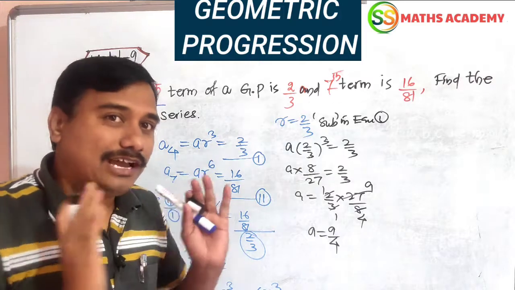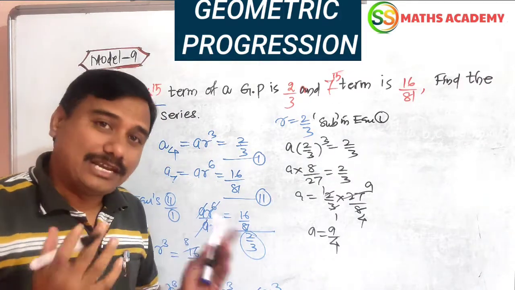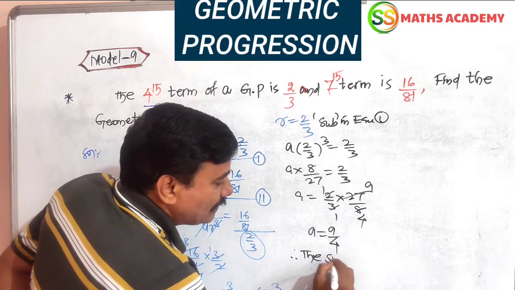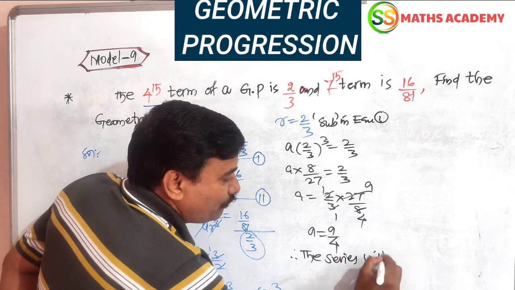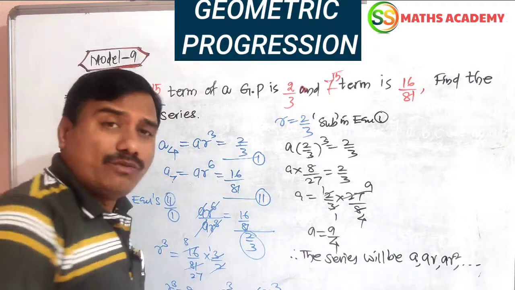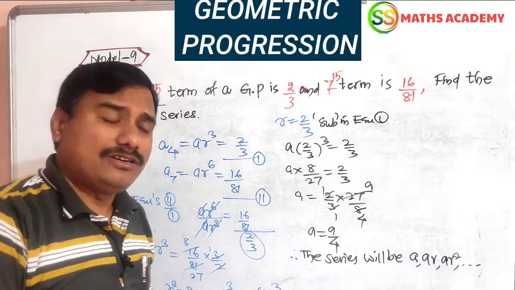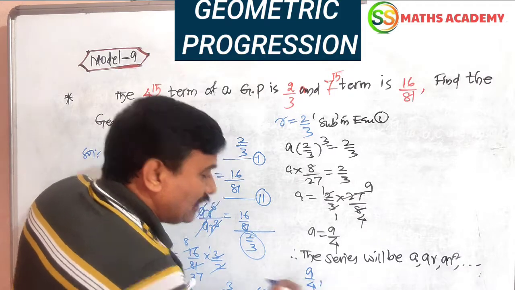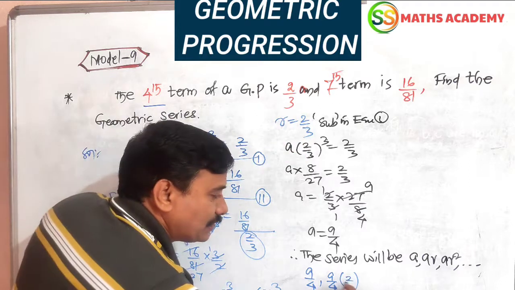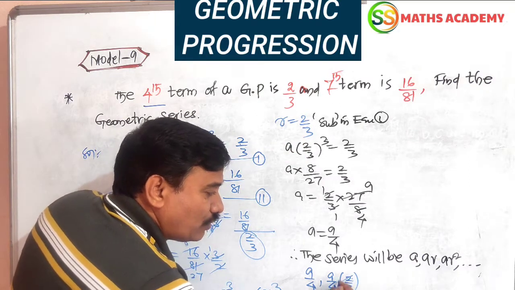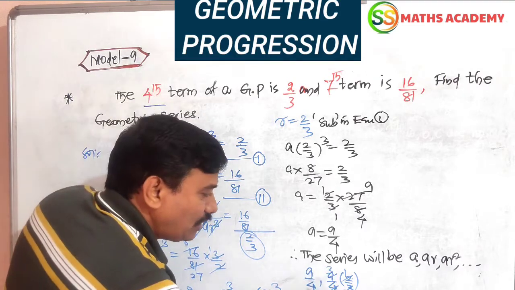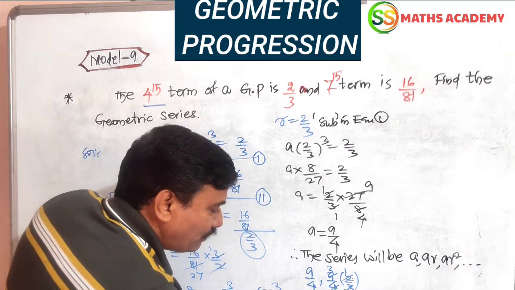In a GP series, the first term is a only, 9 by 4. What is the next term? ar. Very nice. The series will be, dear friends, a, ar, ar square and so on. What is the first term here? 9 by 4. Next, ar. What is the a value here? 9 by 4. What is the r value, dear friends? 2 by 3. Substituting, 9 by 4 times 2 by 3: 2 ones are 2, 2 twos are 4, 3 ones are 3, 3 threes are 9. Now I should get 3 by 2. So 9 by 4, then 3 by 2.